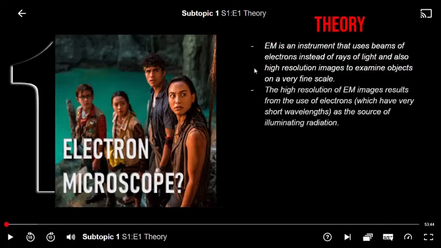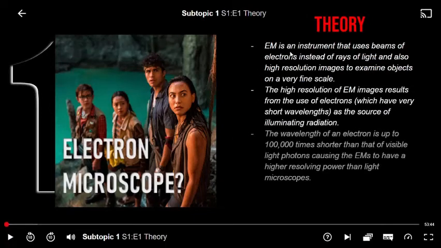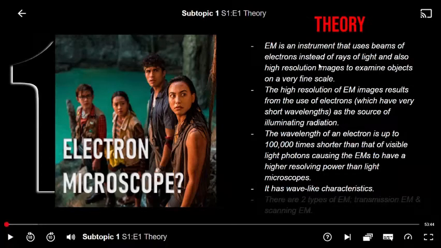What is an electron microscope? An electron microscope is an instrument that uses beams of electrons instead of rays of light. It is high resolution because of the electrons used. The electrons have a very short wavelength, which is 100,000 times shorter than that of a visible light photon, which causes them to have higher resolving power than a light microscope.